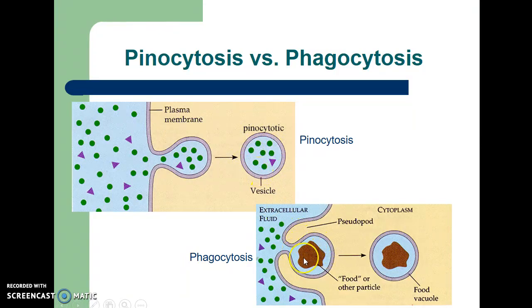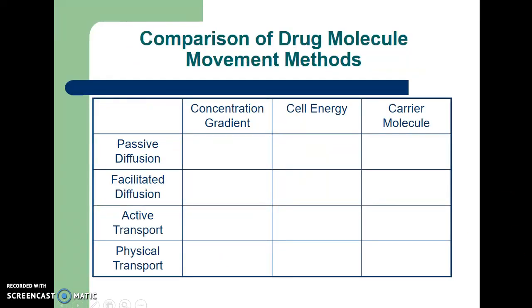And phagocytosis, you can see that this is much larger than these other smaller molecules. Something like an antibody is basically engulfed and then taken into the cell. So not super common, but it does exist as a way to get in there.